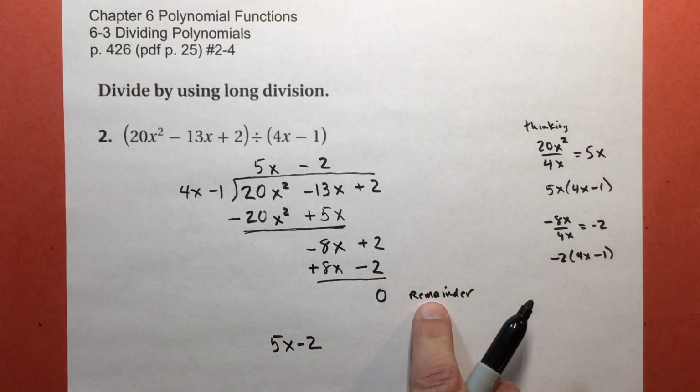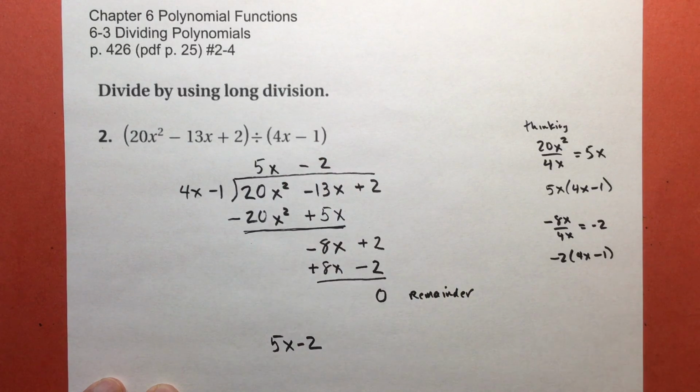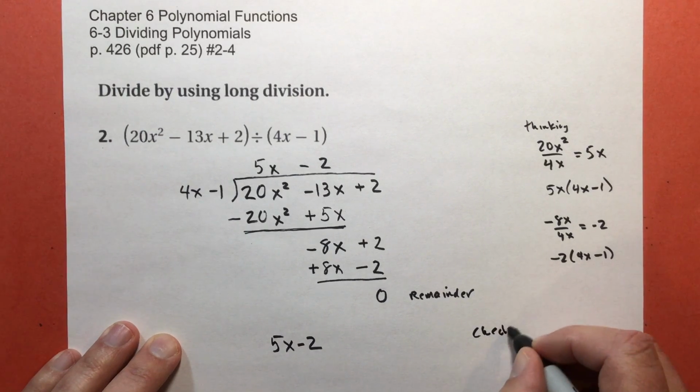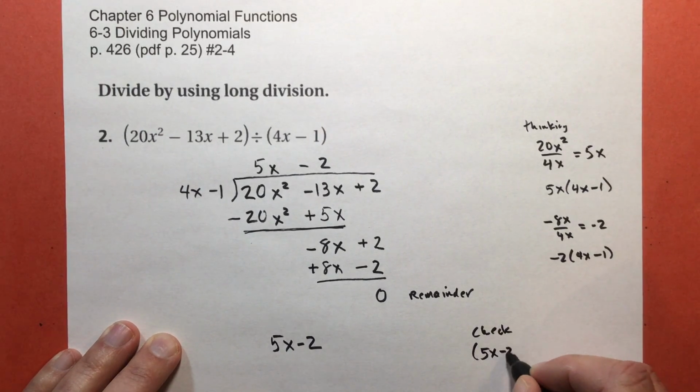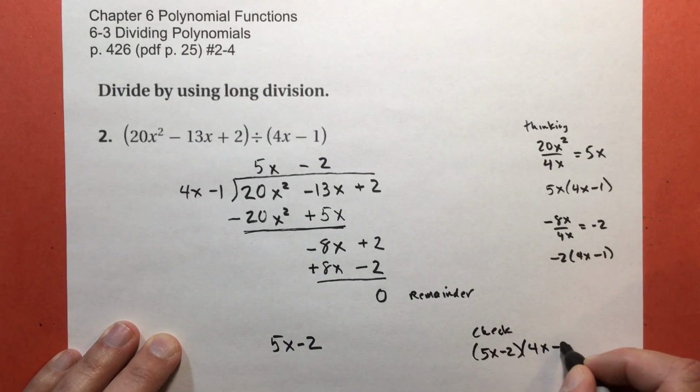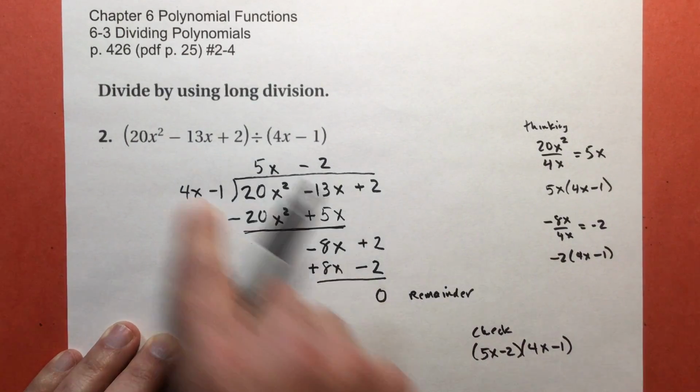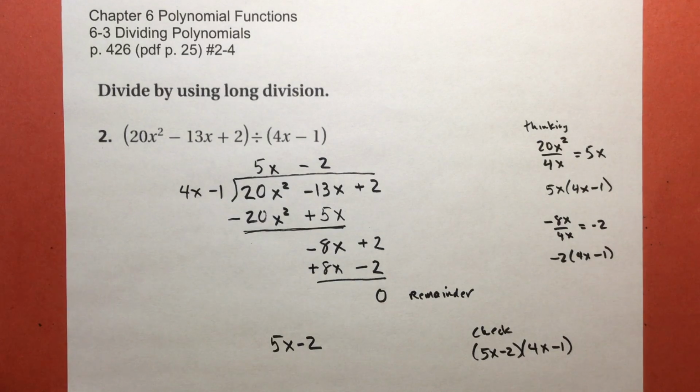And because there's no remainder, this one I actually could have gotten by factoring. And if you want to double check it, just remultiply. You can actually check by doing 5x subtract 2 times 4x subtract 1, remultiplying that and seeing if you get this. Excuse me.